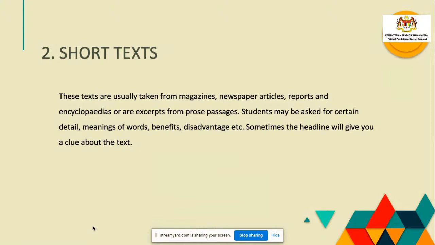Okay, students may be asked for certain detail, okay, of meanings, benefits, disadvantage and macam-macam soalan dia boleh tanya daripada short text tu, okay. But always remember, sometimes the headline will give you a clue about the text. Sebab tu, jangan lompat, jangan skip, bacalah semua apa yang ada dalam soalan. I have students yang memang mengaku, teacher, I don't like to read soalan yang panjang-panjang, soalan yang tulisan panjang banyak-banyak, pening saya teacher.